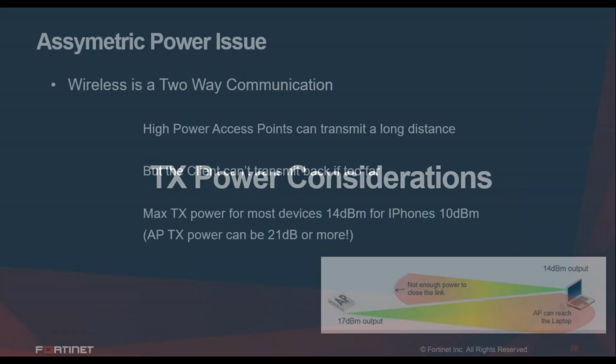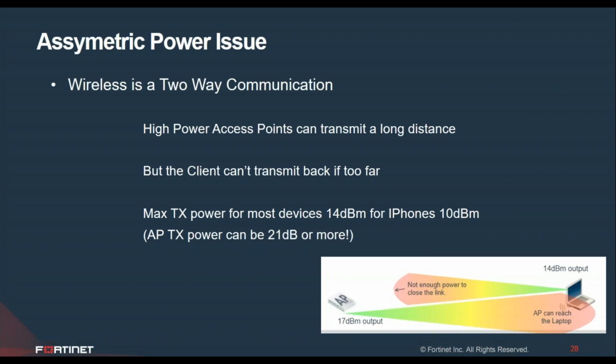And transmit power on an access point can actually be quite high compared to the wireless devices that you put on the network. A high-powered access point might transmit at 23 dB or even 26 dB, whereas most wireless devices that you put on the network, like a laptop, for example, might transmit at only 14 dB, and an iPhone even less, maybe at 10 dB. And this introduces a two-way asymmetrical transmit power issue.